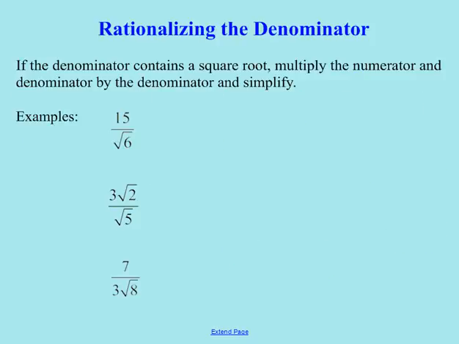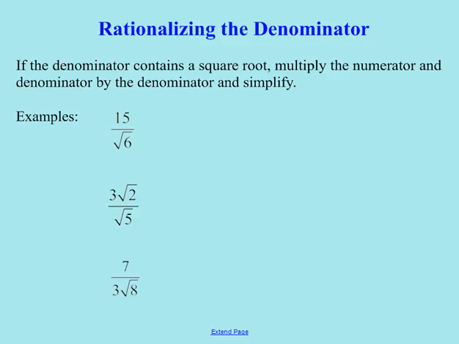Alright, next we're going to talk about rationalizing the denominator. If the denominator contains a square root, multiply the numerator and denominator by the denominator and simplify. Let's look at some examples.